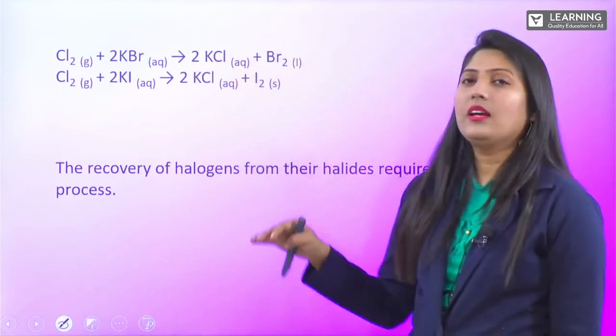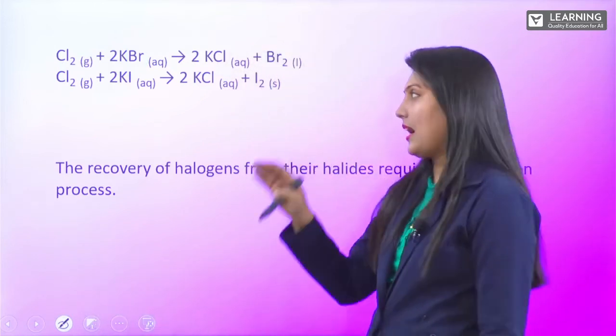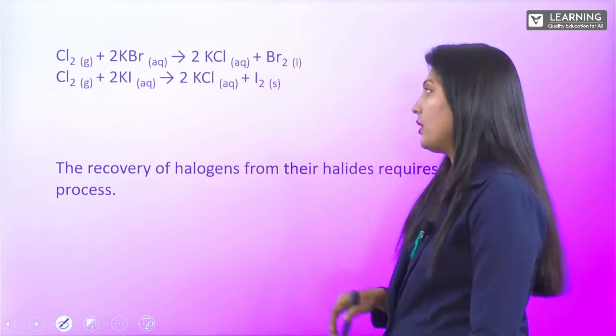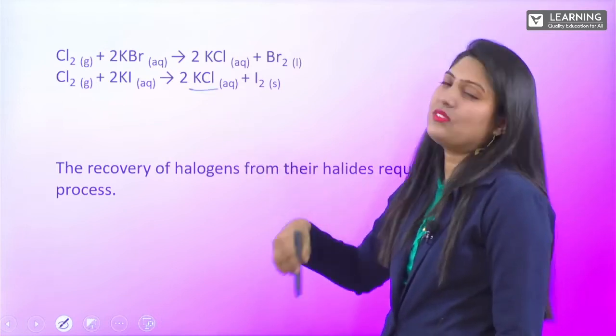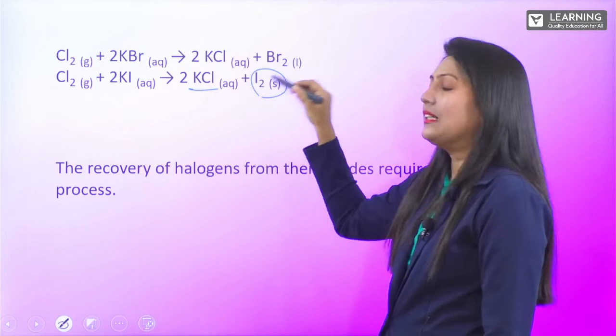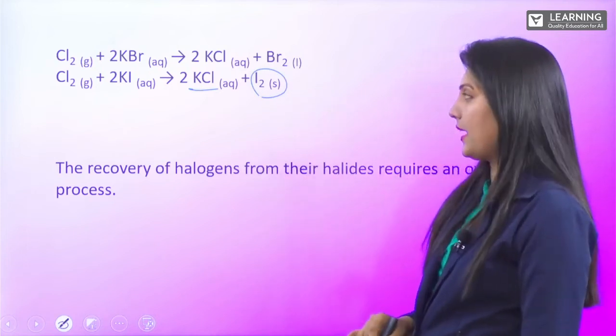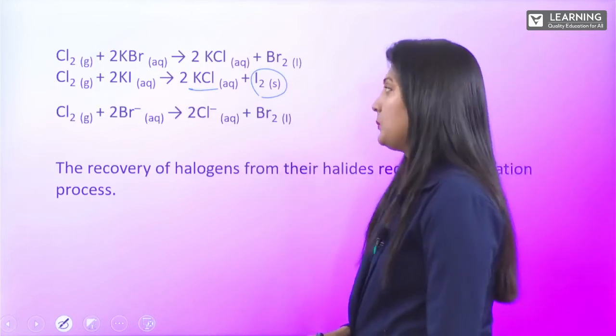Similarly, chlorine can also displace iodine, as iodine is weaker than chlorine. So we have KCl which has been formed, and iodine has been displaced from KI, potassium iodide.